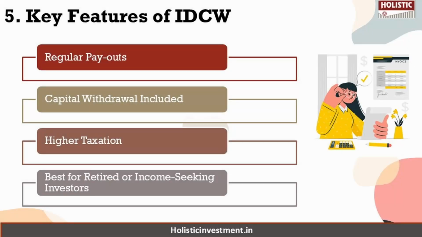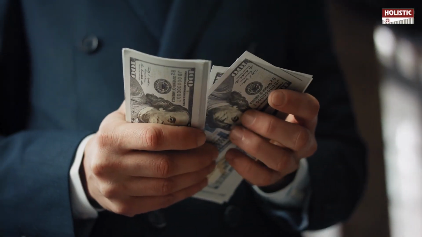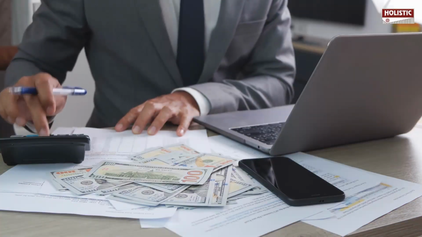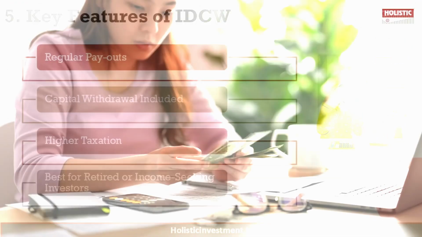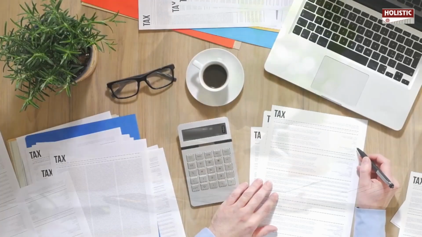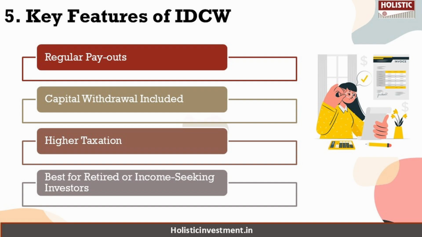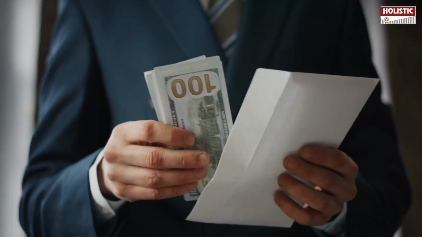So some of the key features of this option are, first of all, regular payouts. You receive dividends periodically, which can be monthly, quarterly or annually. Number two, capital withdrawals included. The payouts reduce the NAV of your investment over time. Number three, higher taxation. IDCW payouts are taxed as income from other sources, meaning they are taxed at your slab rate. Number four, best for retired or income seeking investors, suitable for those who need regular income instead of long-term capital growth.